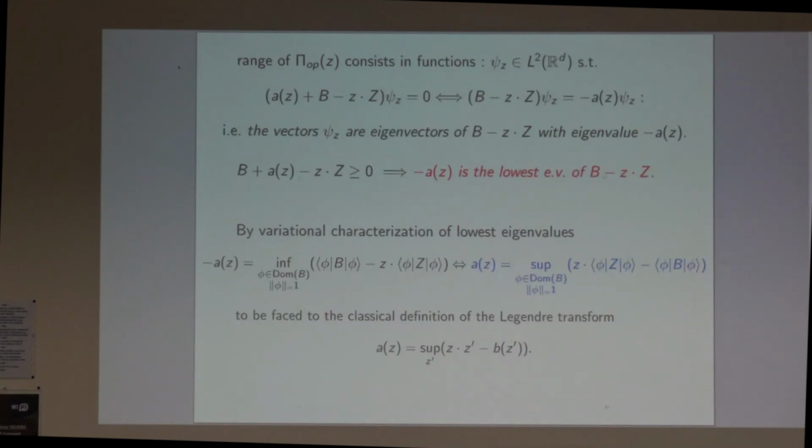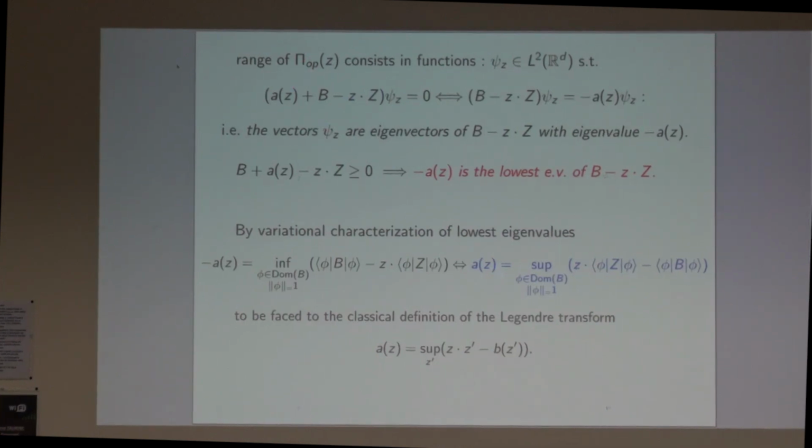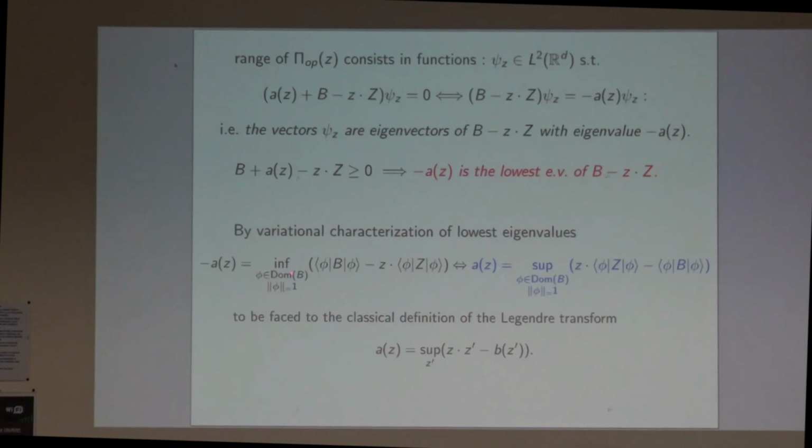And now, what is a coupling? A coupling is the density of one particle which depends on z, that is, it is a function of z valued in the densities, since we quantize only part of it. And you find that the optimal function associated to the optimal operator in the Kantorovich duality is in fact the lowest eigenvalue of B. This means that by the variational characterization of the lowest eigenvalue, you find that A of z is the infimum over phi of the average of B in phi, minus z, the average of z in phi.